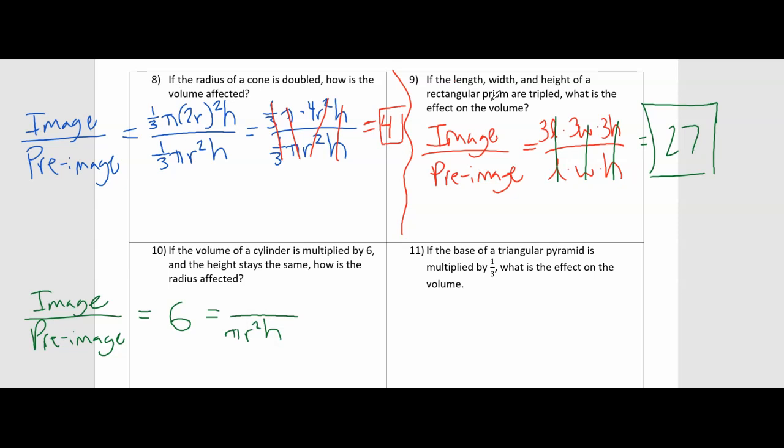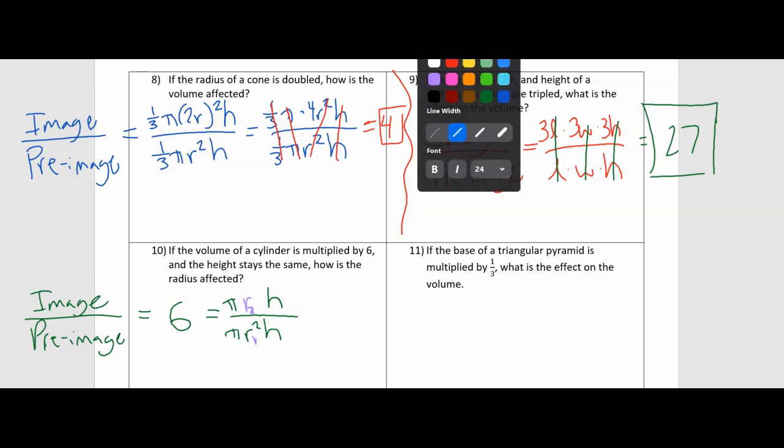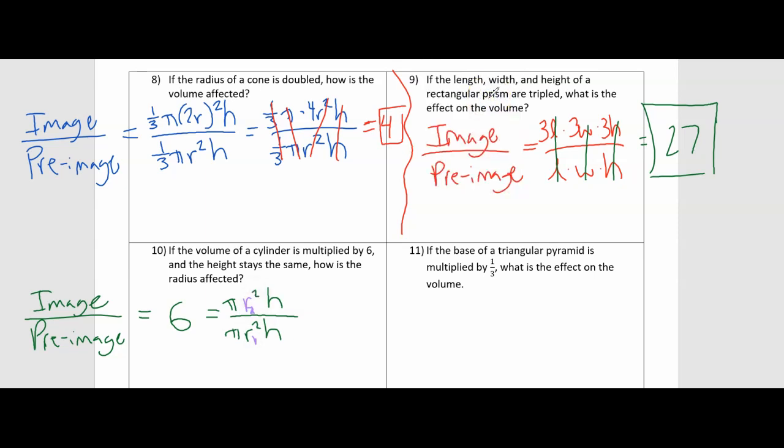We know that the height stays the same. So that h can come up here. Pi doesn't change, that's a constant. We're trying to figure out what the new radius will be, though. So I'm actually going to have to do this. These cannot be the same r. So I'm going to have r sub 1 squared and r sub 2 squared. Right? Because we know the radius of the image is going to be different from the radius of the pre-image. So I need to have different r's for those. They're not the same r.